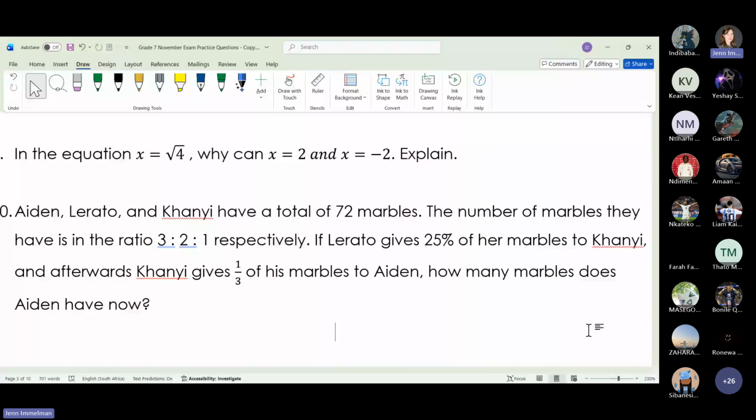So, Aiden, Lerato, and Kanye have a total of 72 marbles.